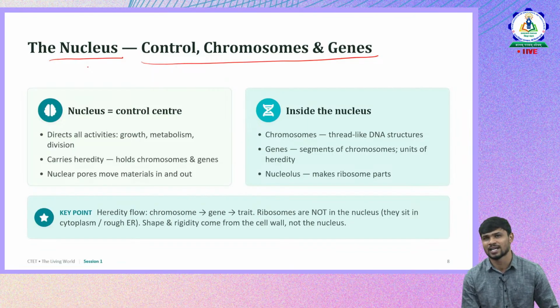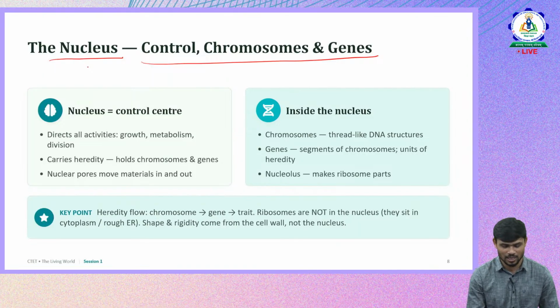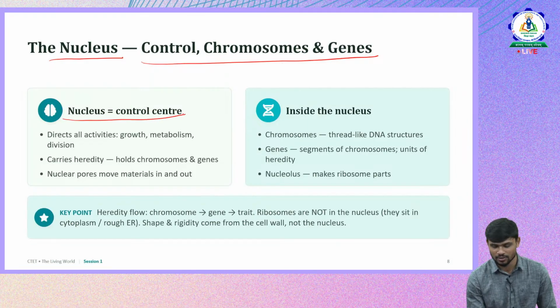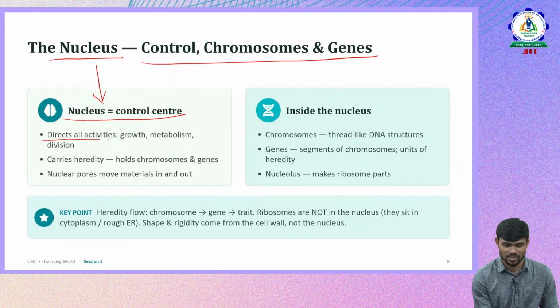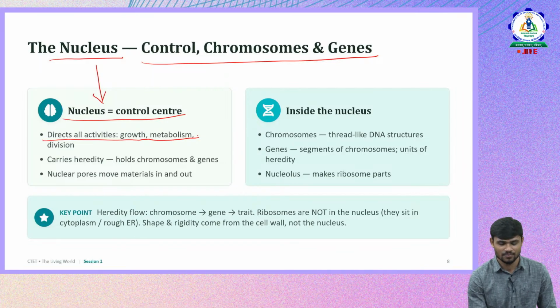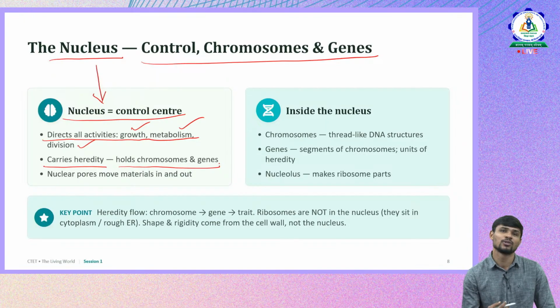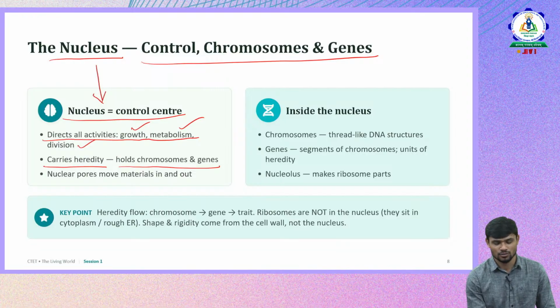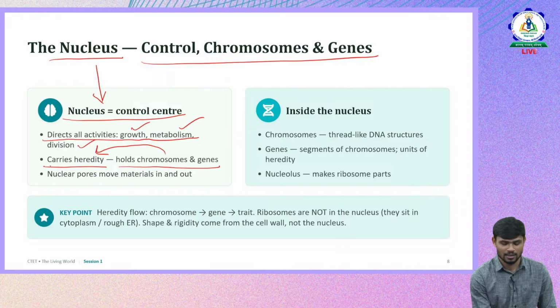Based on the questions that are asked with respect to the nucleus, we have come up with the content here. Nucleus is the control center. The questions were based on the function of the nucleus. As we discussed earlier also, it directs all activities. It is responsible for growth, metabolism and division of the cell. It carries hereditary material, that is chromosomes and genes. We all know that characters are passed from one generation to another because of the chromosomes and genes. These are present in the nucleus and they carry the hereditary material.